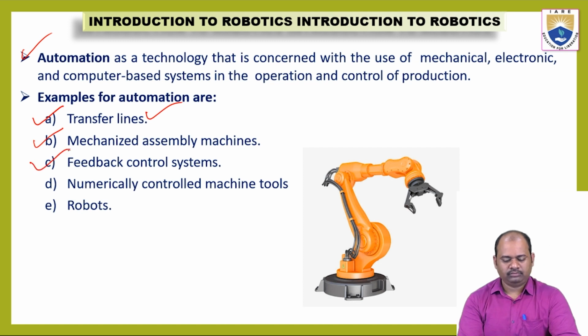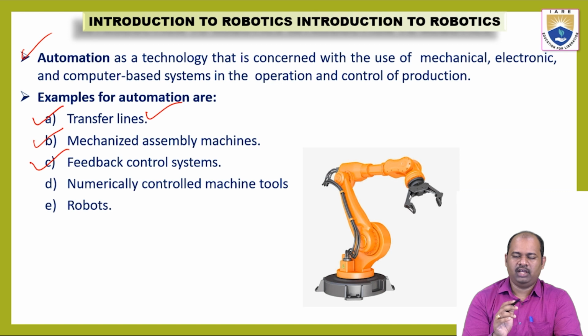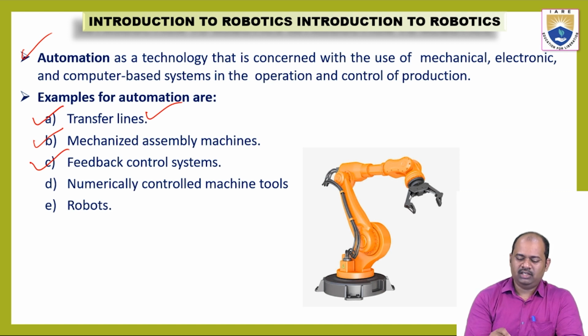And then the third one, feedback control system. Whenever we have a system which contains feedback, this feedback will make the system automated, because it will take the output variables and modify the inputs accordingly. We have seen the feedback control system in the previous class already.